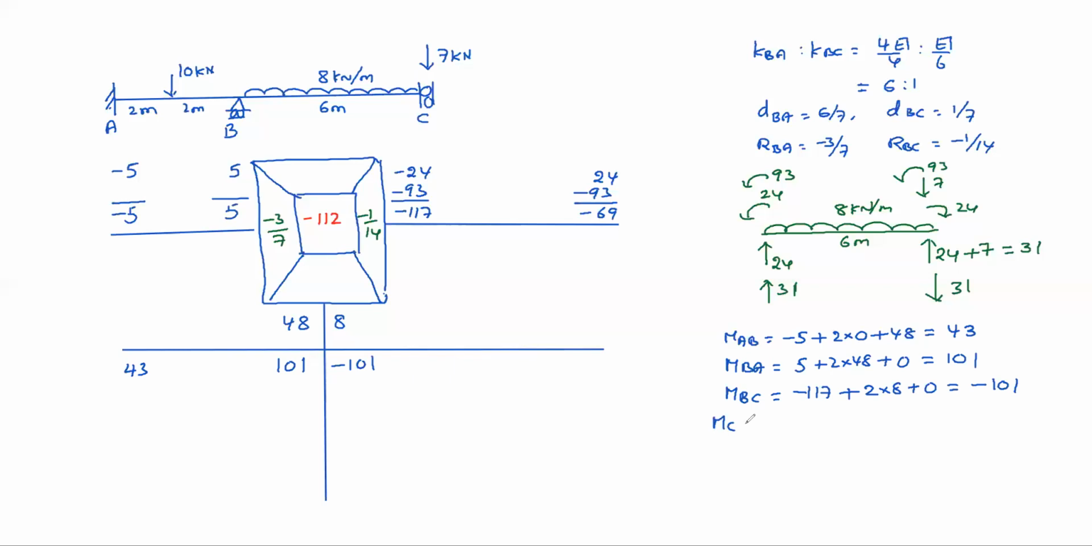MCB. Treat this as a special case and apply the corresponding formula. Minus 69 minus 2 times of far end moment. This is a special case, okay? Equal to minus 85. Now we can check it. Minus 101 minus 85, total how much?